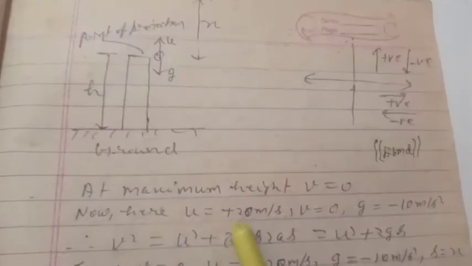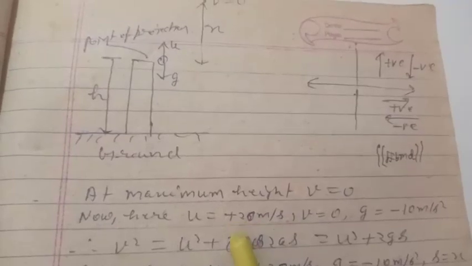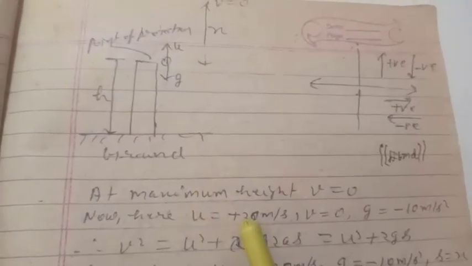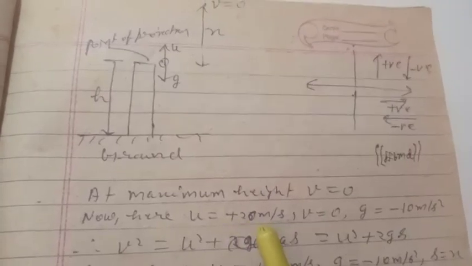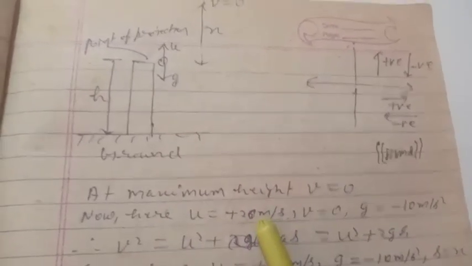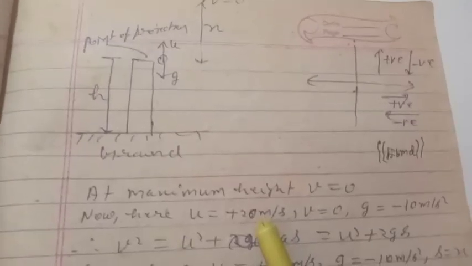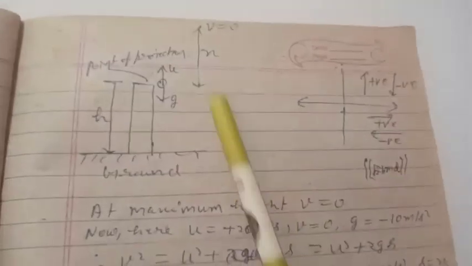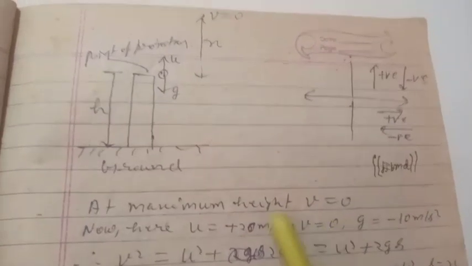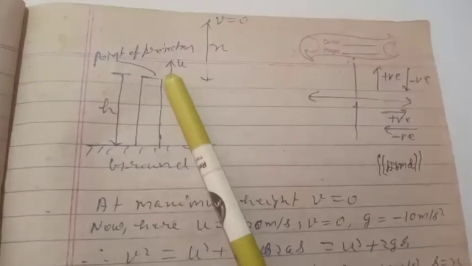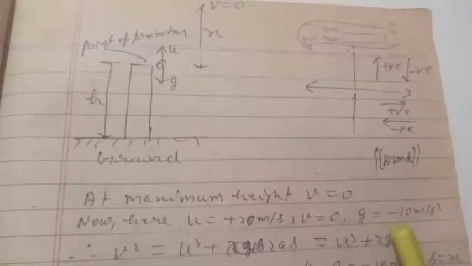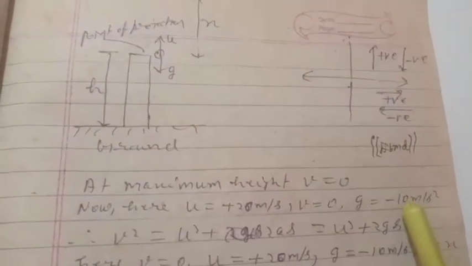Now here u equals, because the initial velocity is in the upward direction, we have to take it with a positive sign, plus 20 meters per second, as given, and at maximum height v will be 0, so v equals 0. Now acceleration due to gravity is acting in the downward direction, so it will be negative, so g equals minus 10 meters per second square.